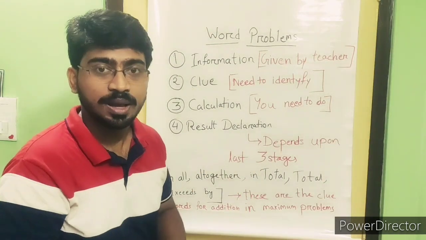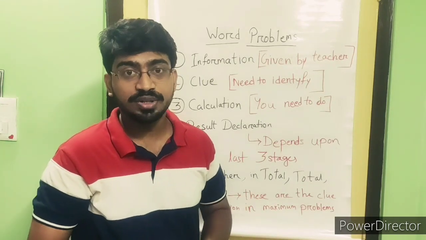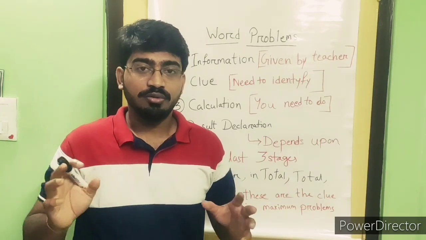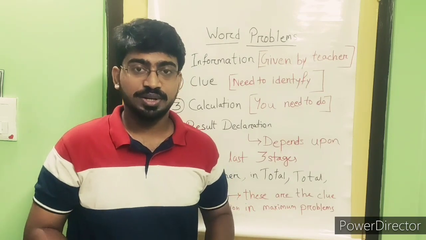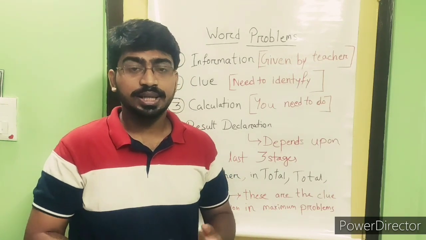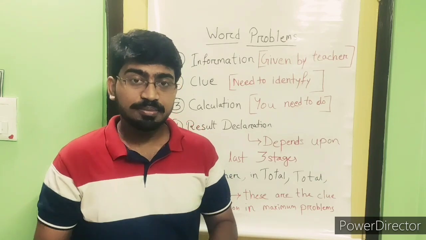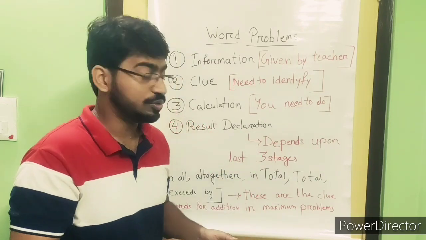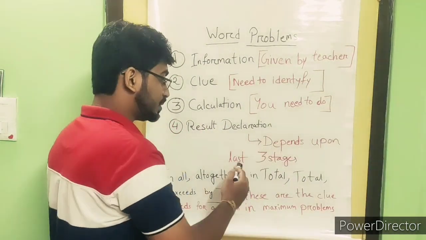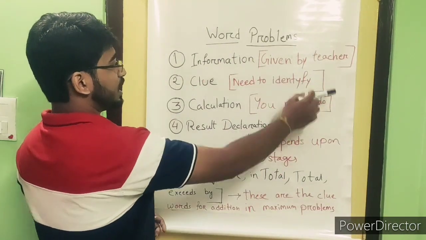What we do after examination, after the evaluation process, after the checking of copies, we declare the result. On 29th of July, we will declare the result of the periodic assessment, or in August we will declare the result of the half yearly. Like this we are going on. The same thing happens in word problems also. You need to declare the result, and it depends upon the last 3 stages.